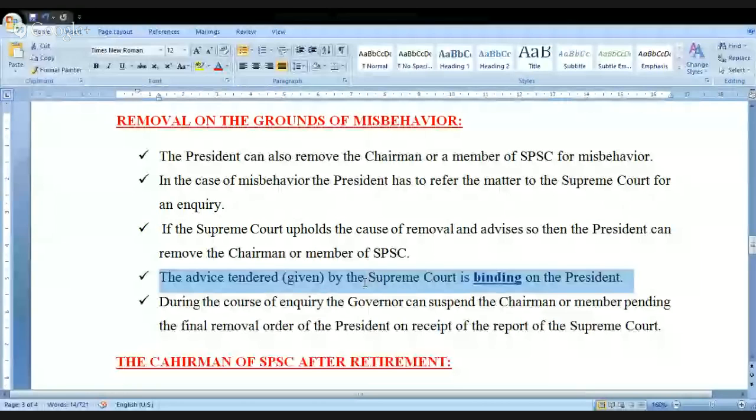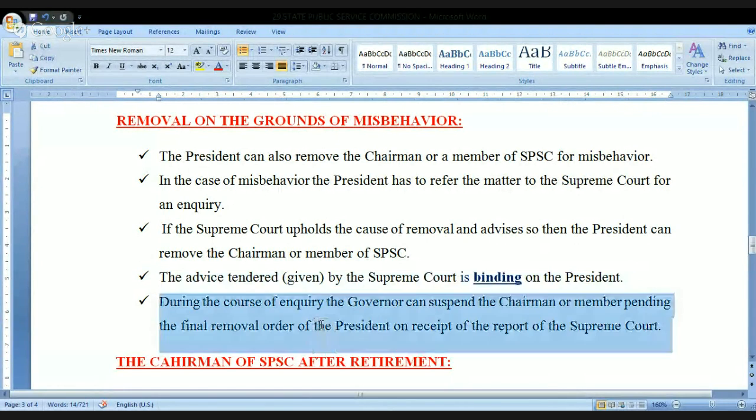And as usual, the advice given by the Supreme Court is binding, and depending on the advice of the Supreme Court, the president removes the concerned member or the chairman. But during the course of inquiry, the governor can suspend the chairman or member pending the final removal order of the president and the receipt of the report of the Supreme Court.